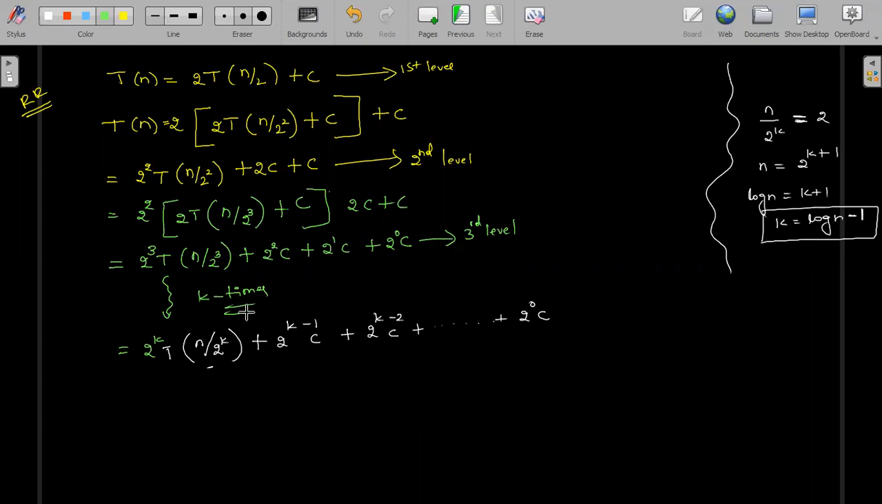Okay. Fine. I think you people got this. Now we got the k value. K value is equal to log n minus 1. Now apply that one. Please apply wherever k is there.